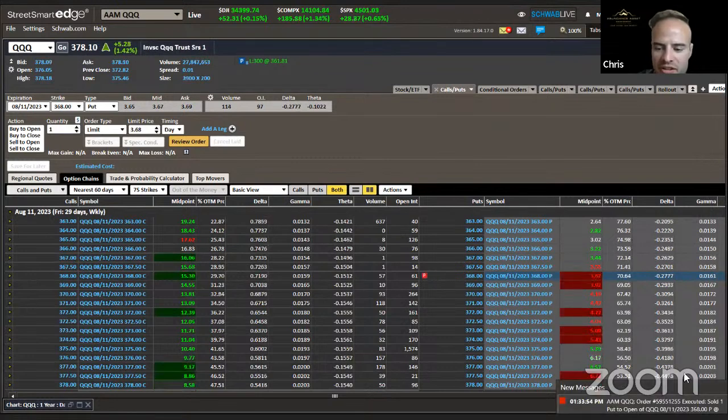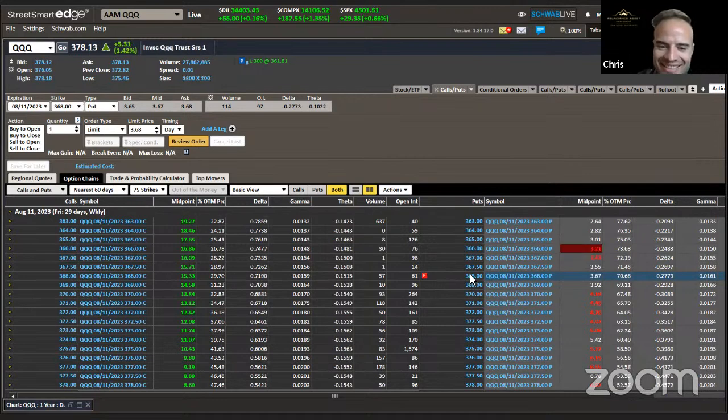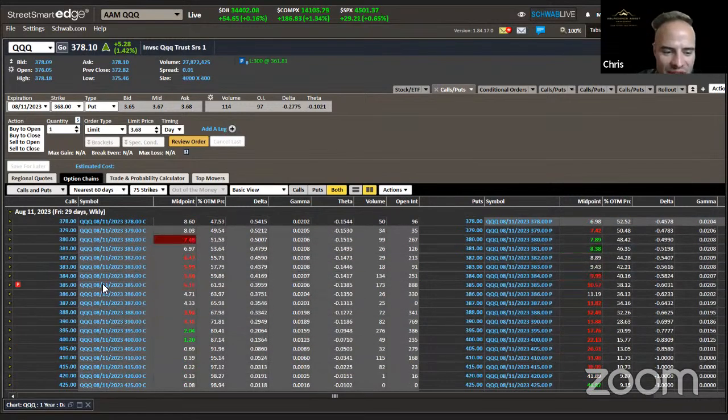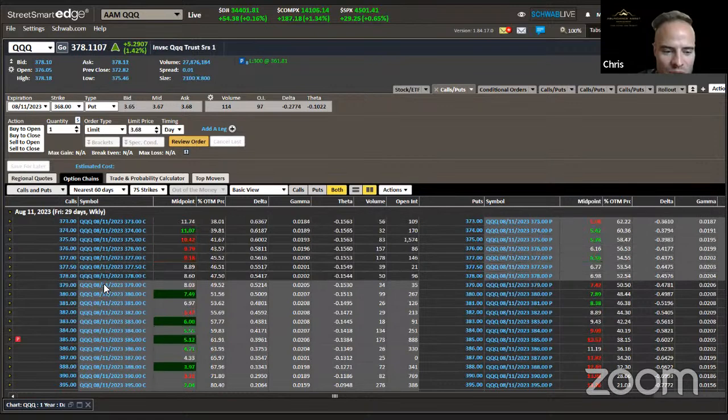So there we go. The order filled and we got paid $368. Ironically, we got paid $368 to promise to purchase shares of the QQQ at $368. So even if you want to think about this like this, we got paid enough to buy 1 share just by selling a put at a cheaper strike price than what the underlying asset, which is the QQQ, is trading at.